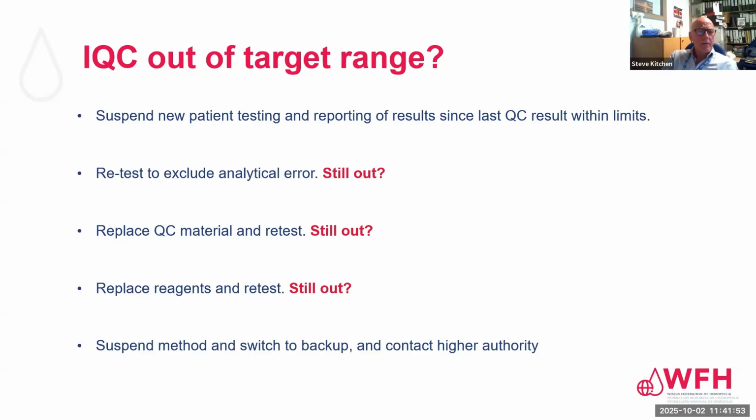We often jump straight to the next bullet to replace the QC material and retest. And often this will be the solution. Often the QC material itself has deteriorated, it's moved outside its period of stability, and this will solve the problem. And of course, if it's the QC material, this will not impact patient results. If we do the retest, it's still out, then we need to replace reagents and retest. And this will usually solve the problem in our experience. If it's still out, then we have to look to a backup method. Next slide, please.